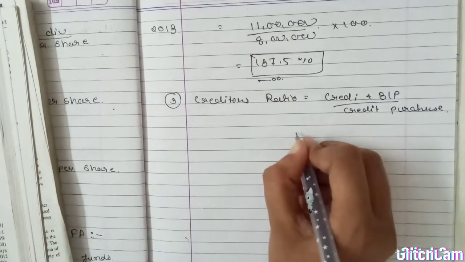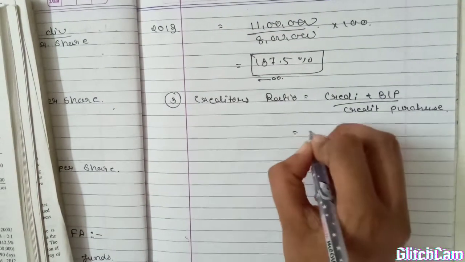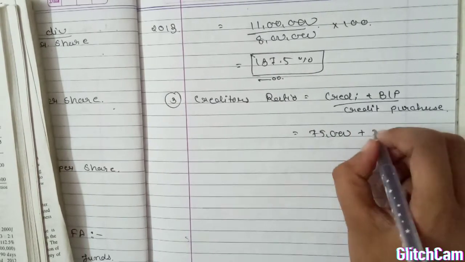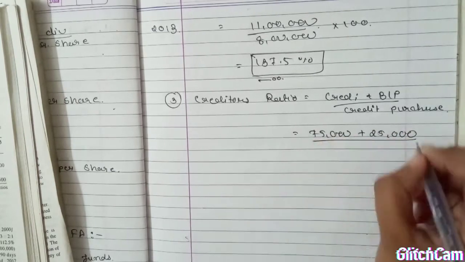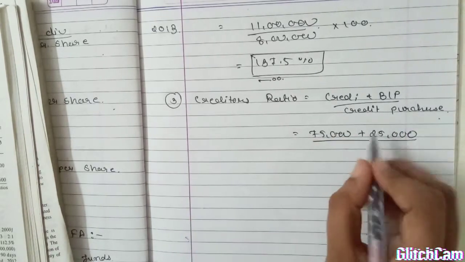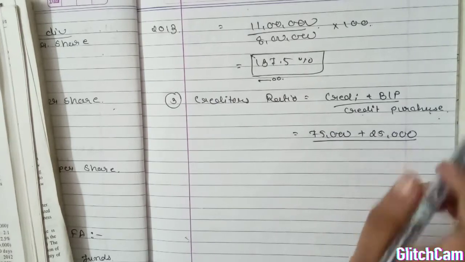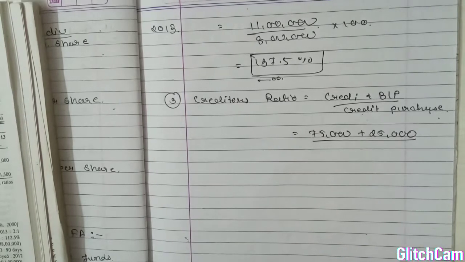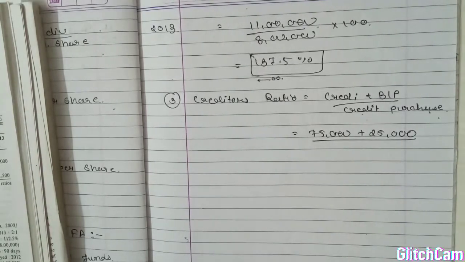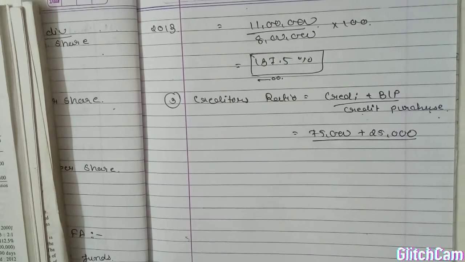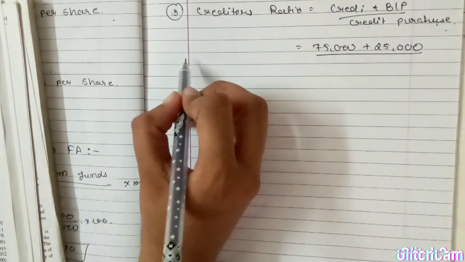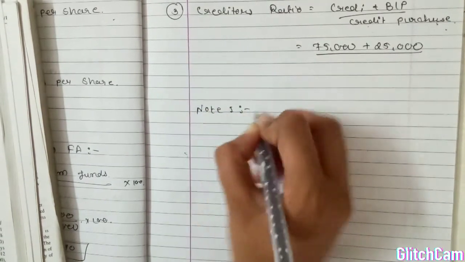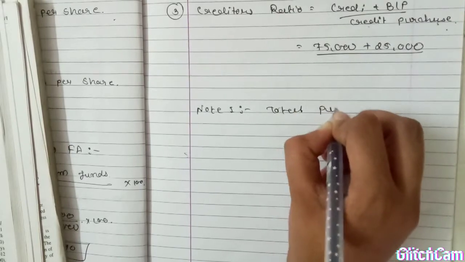Right? So creditors is given 75,000 plus bills payable, it's given 25,000, and credit purchase is not given. So first we have to find out the credit purchase. The hint is given, the total purchase is 7 lakh. Out of that, cash purchases are 2/5 of the credit purchase. Let's do some note work. So note 1, total purchase is given 7 lakh.